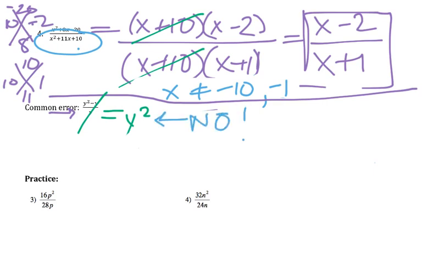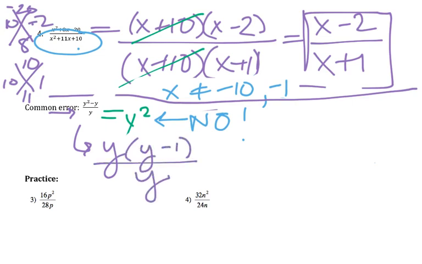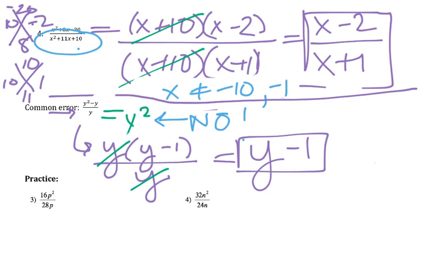We would have to factor first. So let's look at what that factorization would be. We'd factor the numerator and get y times y minus 1 over y. Then our factors cancel here, leaving us with y minus 1. This is the way you want to do it. So we can't cancel unless the expressions are factored. So we must factor first.